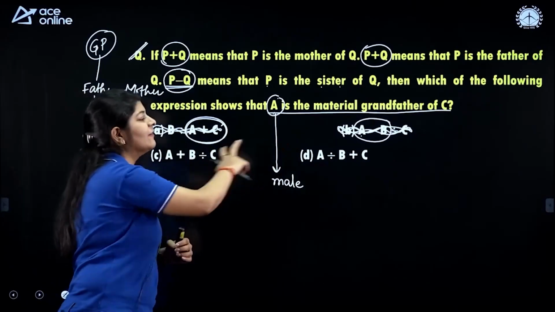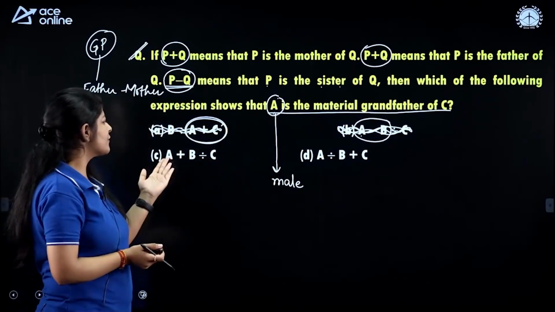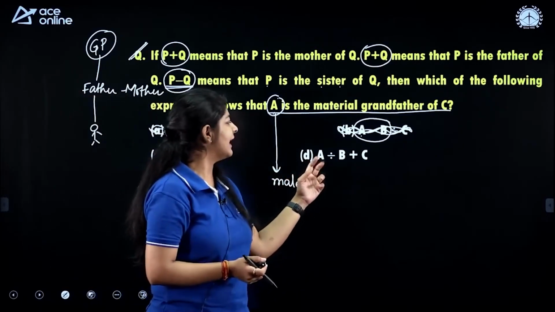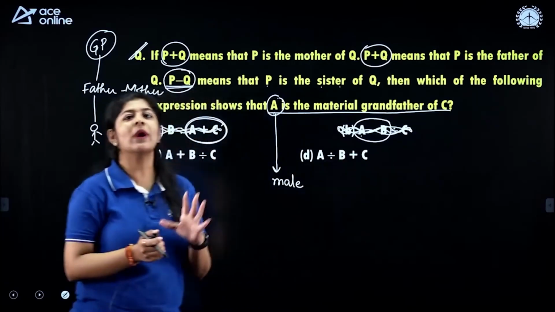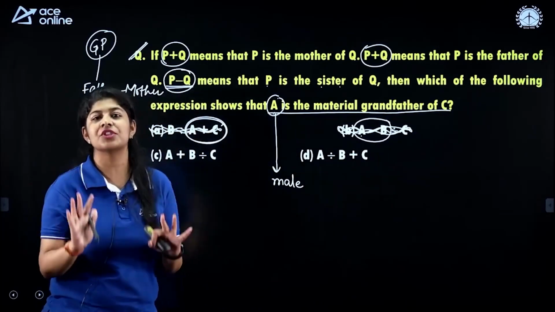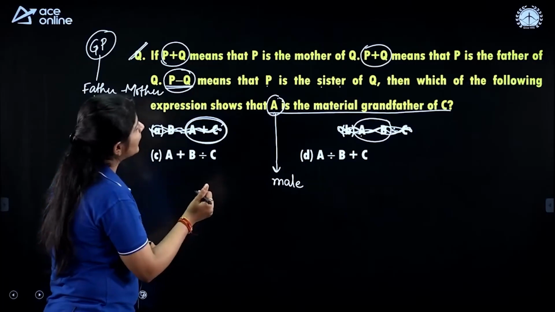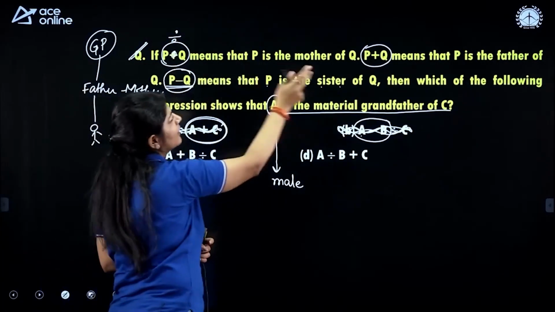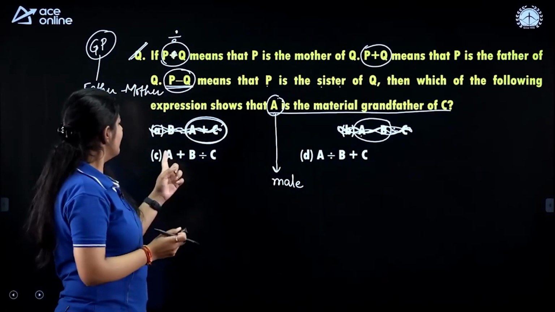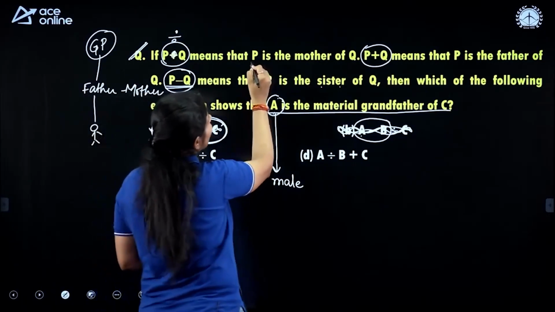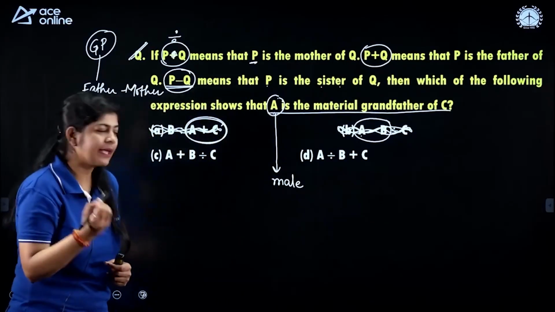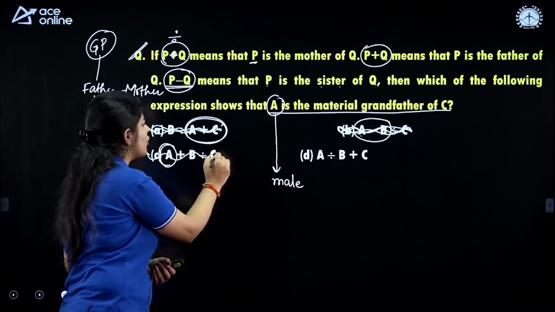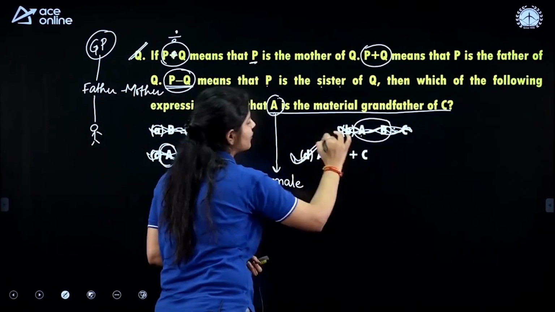Now we are left with just 2 options. The first option is A plus B divided by C, and here we are having A divided by B plus C. Now we just simply need to check. Here we will write the division sign, because here both are having the plus symbol. So A plus B, that means P is a mother of Q. Again, if A is a mother, then this can't be our answer. So this option is also eliminated, and the correct answer over here is option number D.